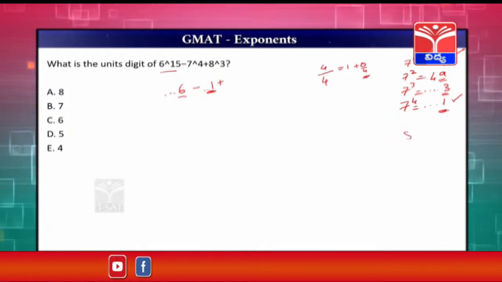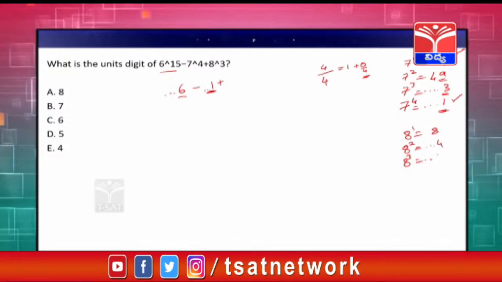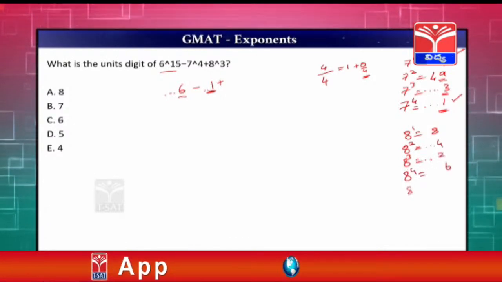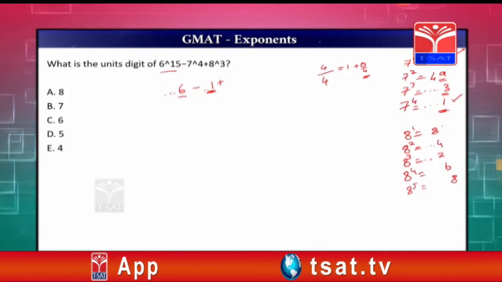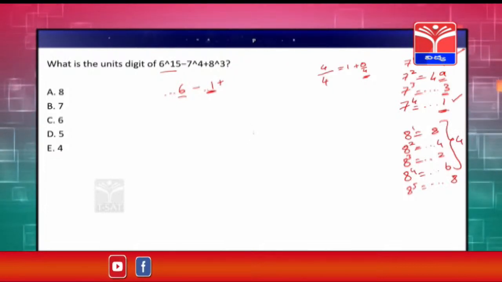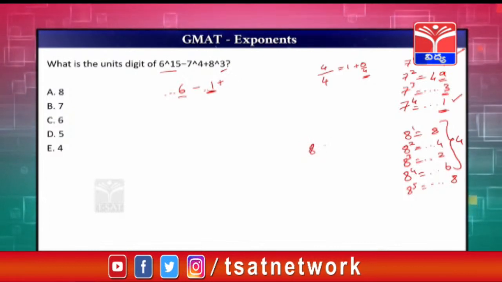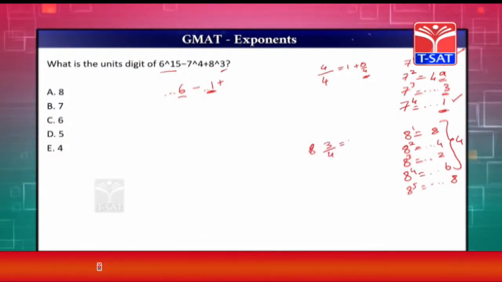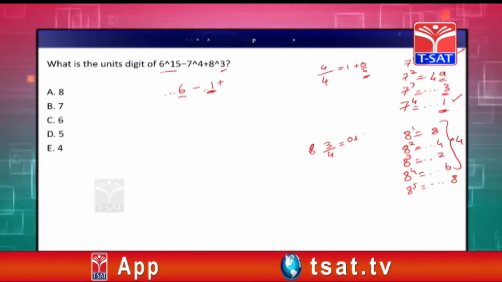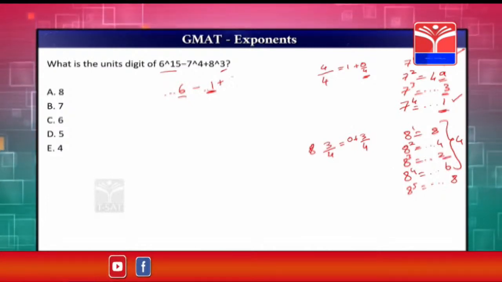8 to the power of 3. 8 we know has a cyclicity of 4. So we divide the power 3 by 4, it will remain 3. It's 0 plus the remainder itself, 3. So you look at 8 to the power of 3, it has 2 as the unit digit.